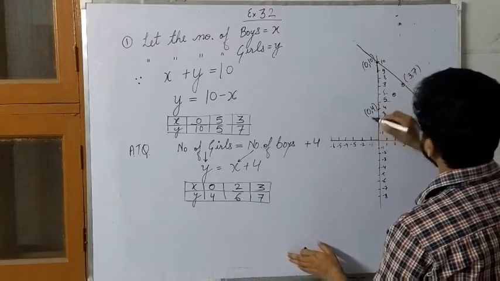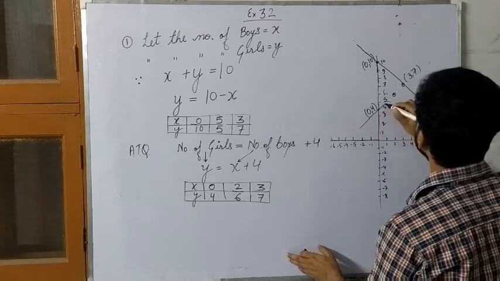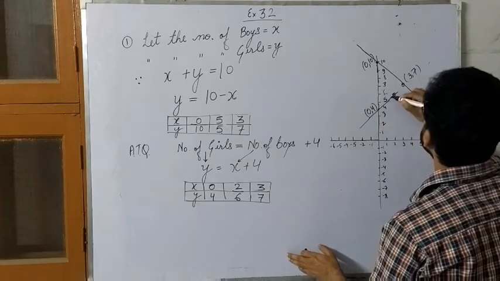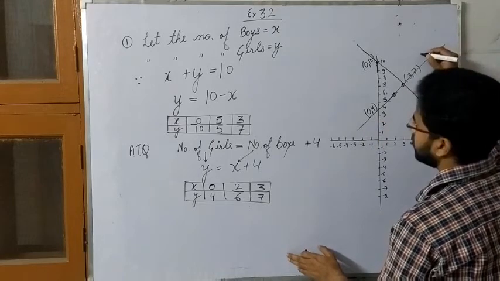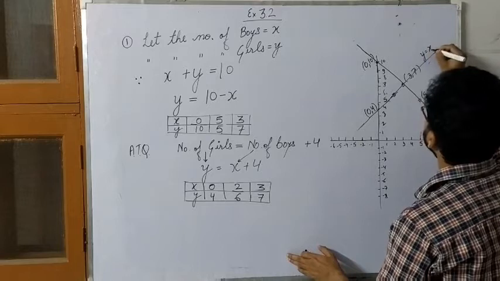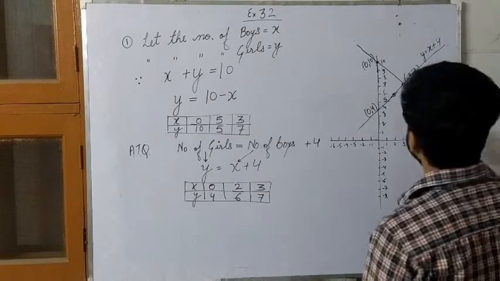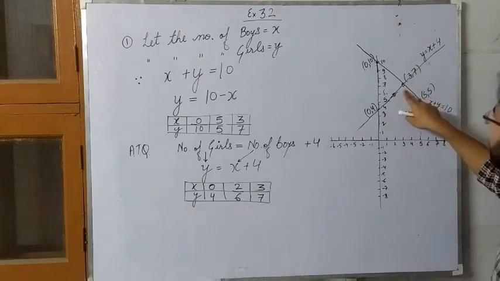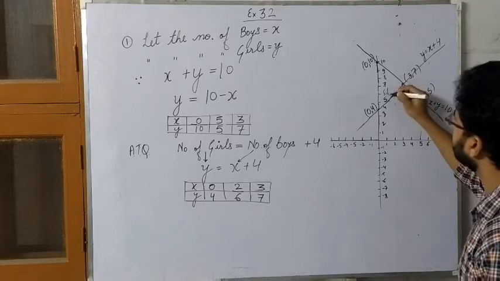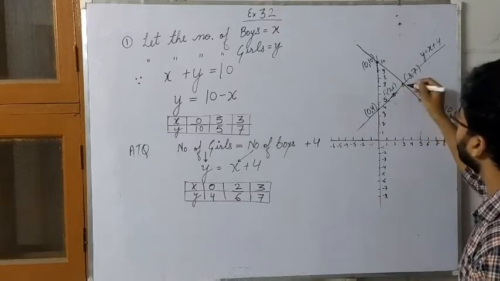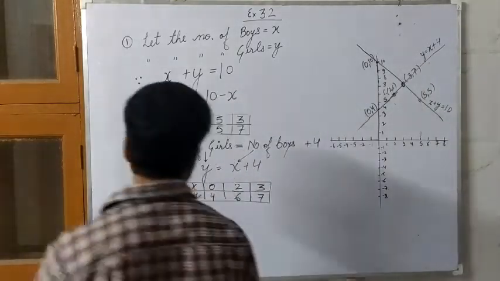That means when we join these 3 points, again we get a straight line. Write down the equation of this line. The equation was y equals x plus 4, right? Now, where the two lines intersect, write down this point also. This was 2,6. Where the two lines intersect is the solution for the given pair of linear equations.